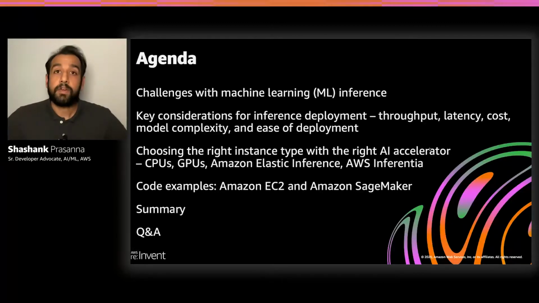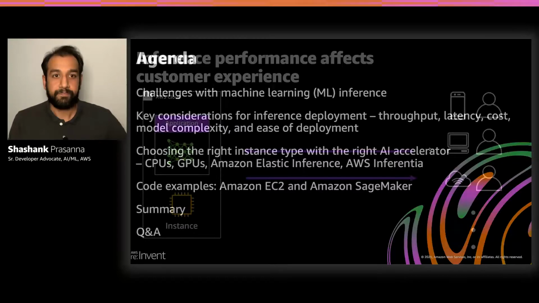And then we'll take a look at the different instance types available to you. These include CPU instance types, GPUs, Amazon Elastic Inference, AWS Inferentia. If you don't know what these are, then we'll go through what these are and give you some steps on how to choose the right option. We'll take a look at plenty of examples with each of these options, and wrap everything up with a summary and Q&A. So with that, let's get started.